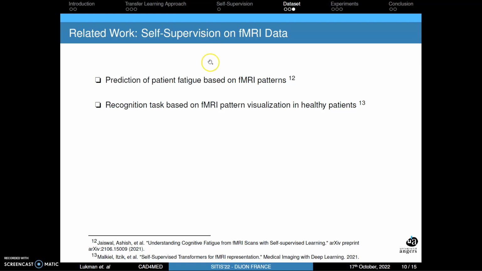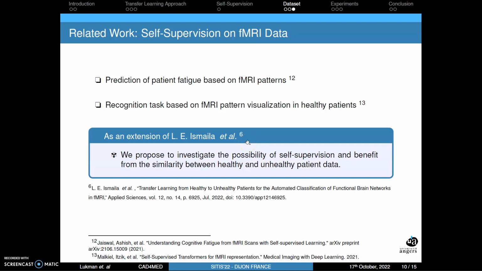Some very related recent work also demonstrates the use of self-supervision on fMRI data, which includes prediction of patient fatigue based on fMRI patterns and recognition tasks based on fMRI pattern visualization in healthy patients. As an extension of our work, we propose to investigate the possibility of self-supervision and take advantage of the similarity between the healthy and unhealthy data sets.